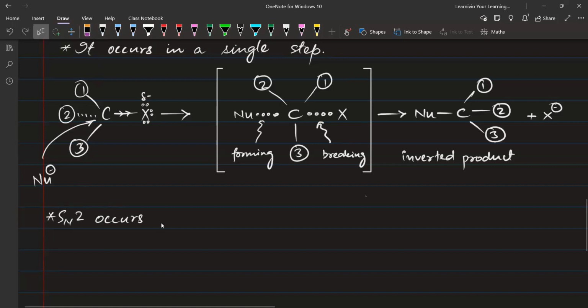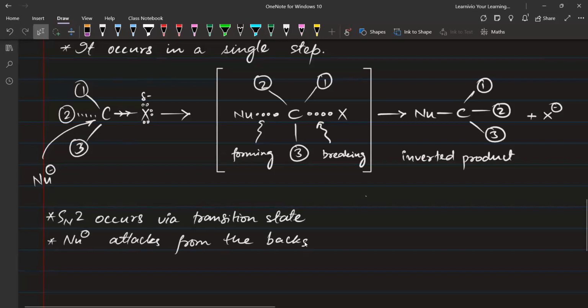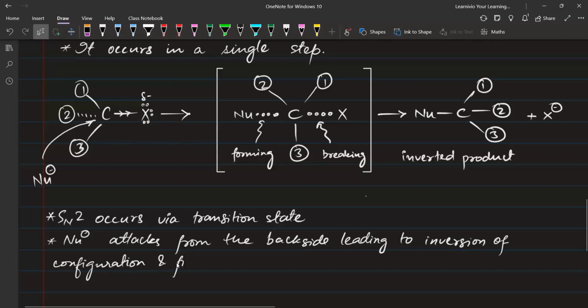SN2 occurs via transition state. Nucleophile attacks from the backside, leading to inversion of configuration and formation of 100% inverted product.